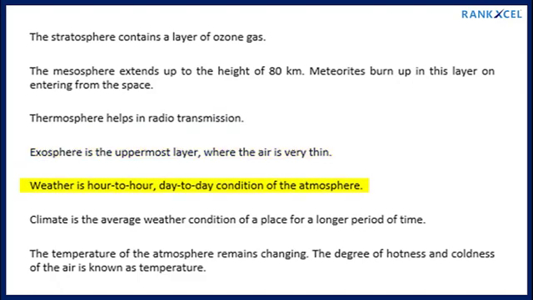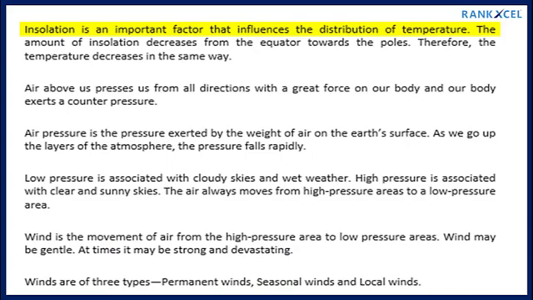Weather is hour-to-hour, day-to-day condition of the atmosphere. Climate is the average weather condition of a place for a longer period of time. The temperature of the atmosphere remains changing. The degree of hotness and coldness of the air is known as temperature. Insolation is an important factor that influences the distribution of temperature. The amount of insolation decreases from the equator towards the poles. Therefore, the temperature decreases in the same way.